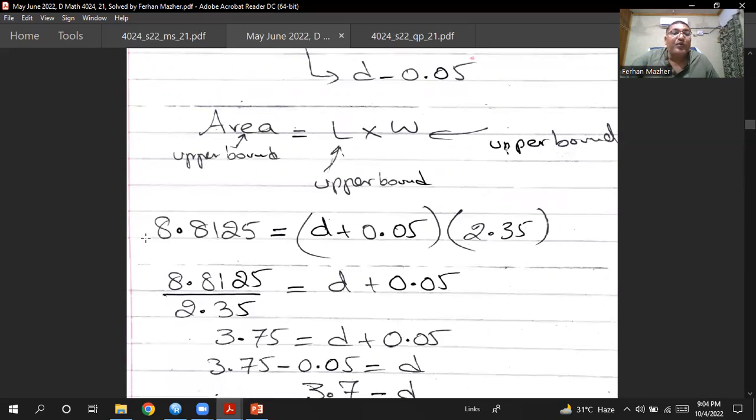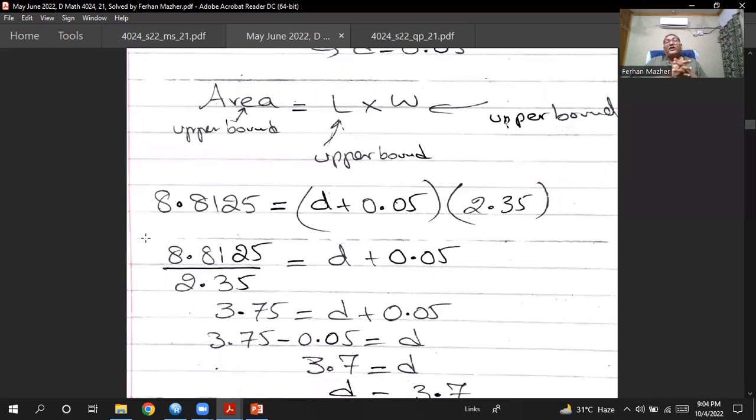So area is 8.8125 equals the length, which will be d plus 0.05 in the bracket, multiplied with 2.35. So when you multiply, take the 2.35 to the other side, it will be 8.8125 divided by 2.35. That will give you 3.75 equals d plus 0.05.